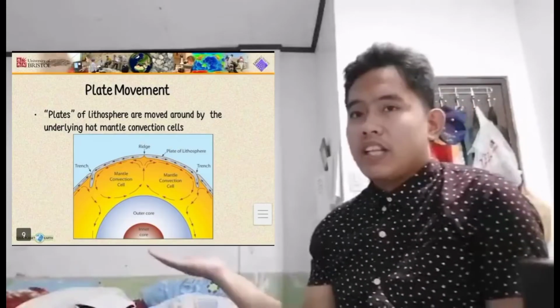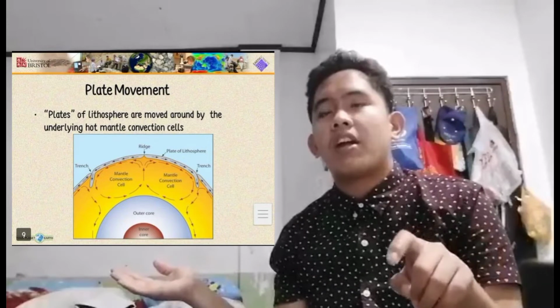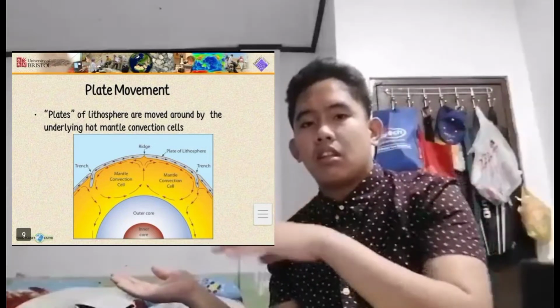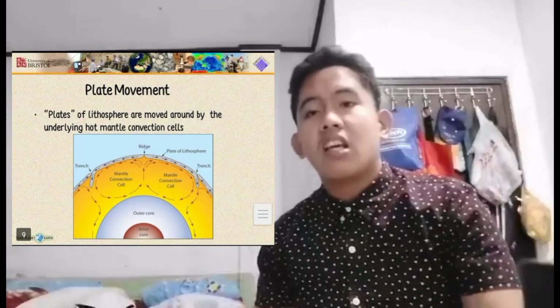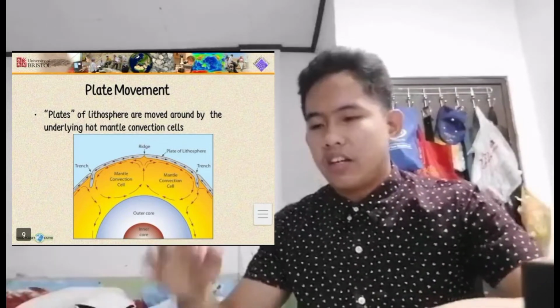Next is plate movement. Plates of lithosphere are moved around by the underlying hot mantle convection cells. Here it is. The mantle convection cells move around, and that is where the crust will have different types of motion that shape the surface of the Earth. Those will be called divergent, convergent, and transform.